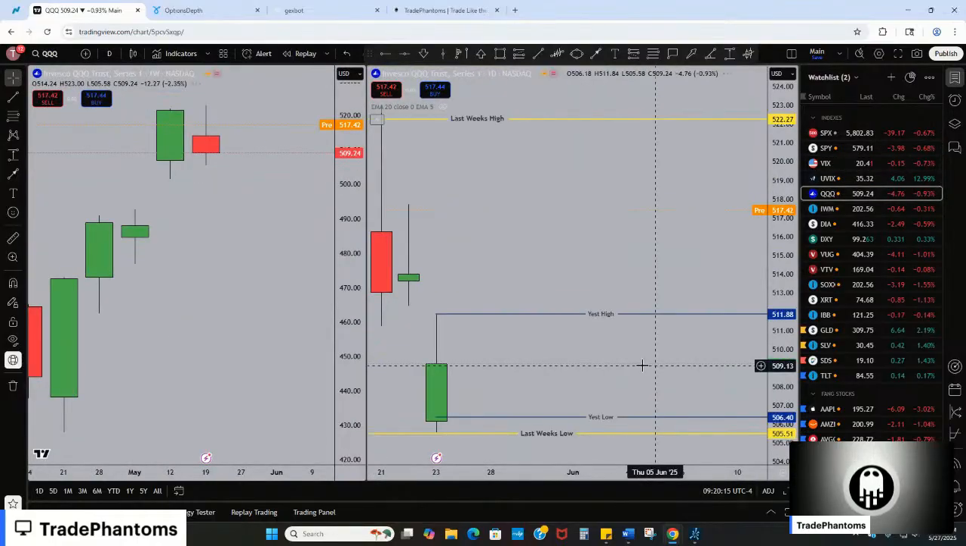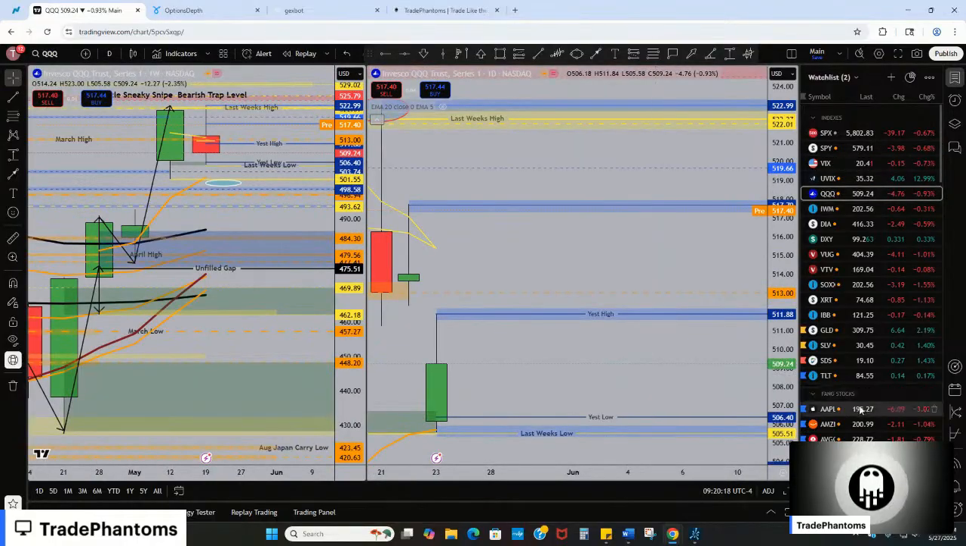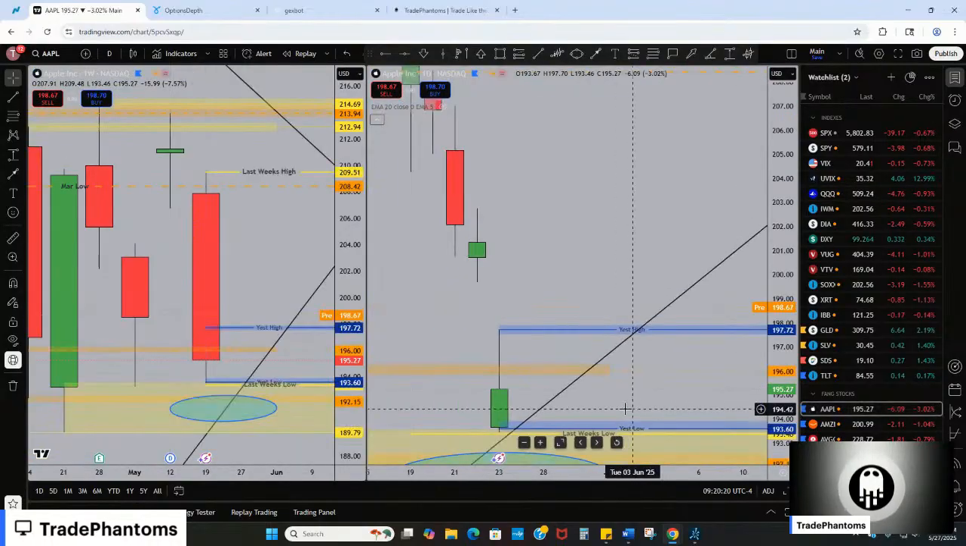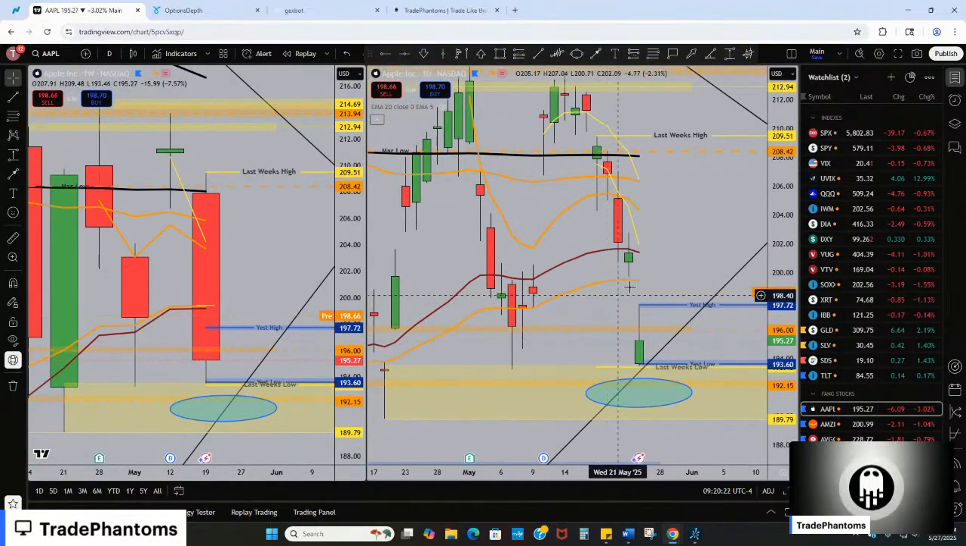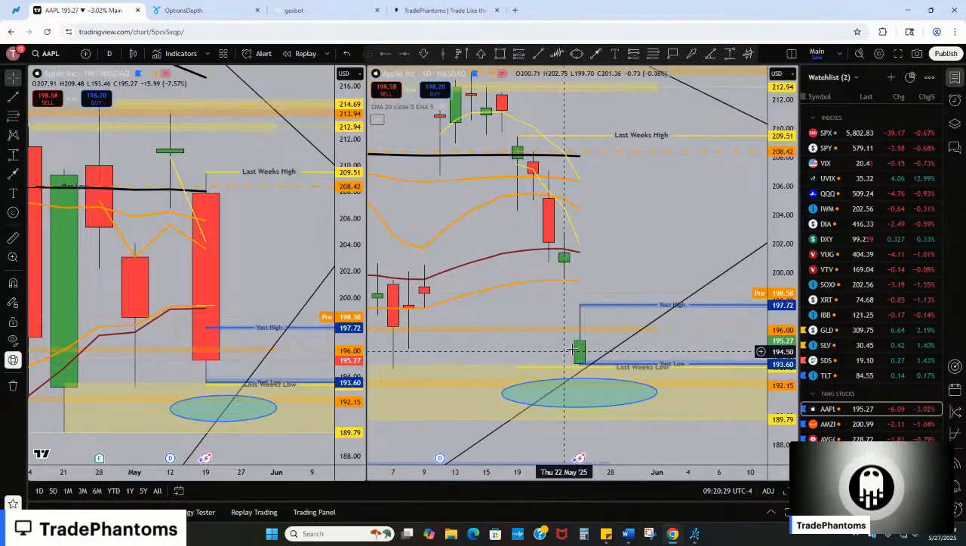Go over to Qs. Island gap. I think Apple's doing an island gap today. So we have the prior day's close here. This is last Friday, right? So you can see we had a close here, we had a gap down, and it unfilled. So there's still an unfilled gap. And then this morning we have a gap up.